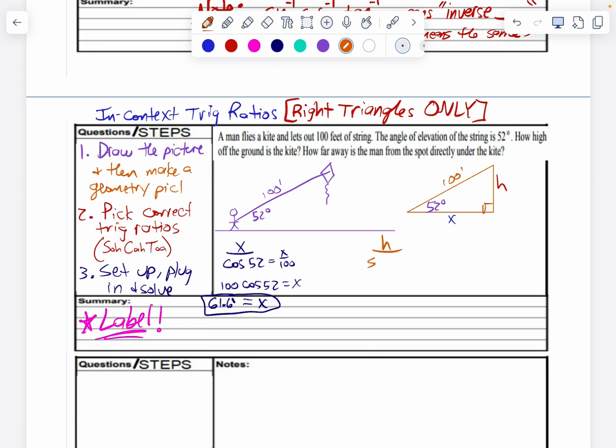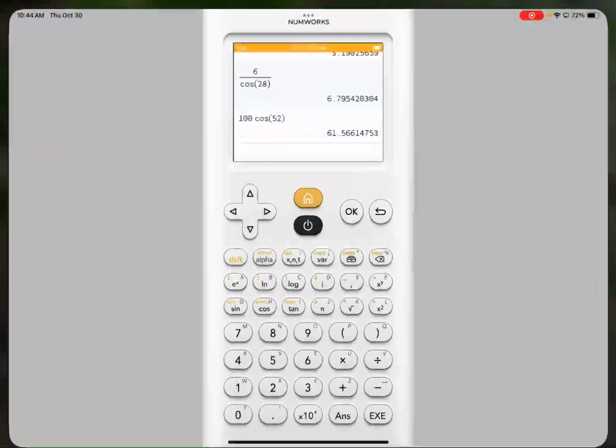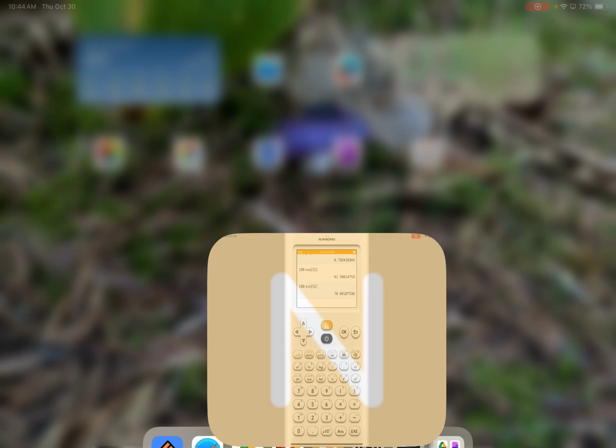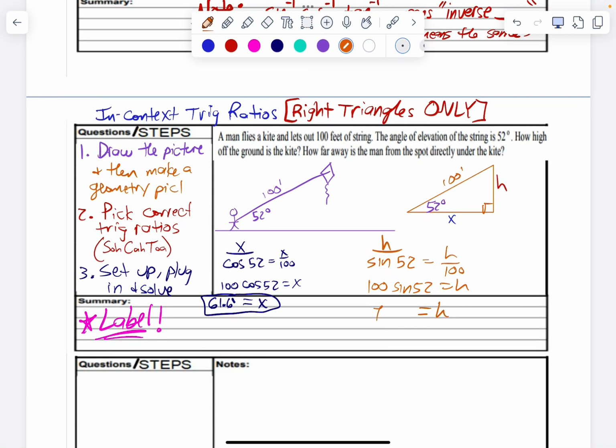For the height, this is sine now. Sine of 52 equals h over 100. And get h by itself. 100 sine 52 is 78.8 feet. That's up in the air pretty well. Okay. That's an example. There are going to be lots of different scenarios using this.